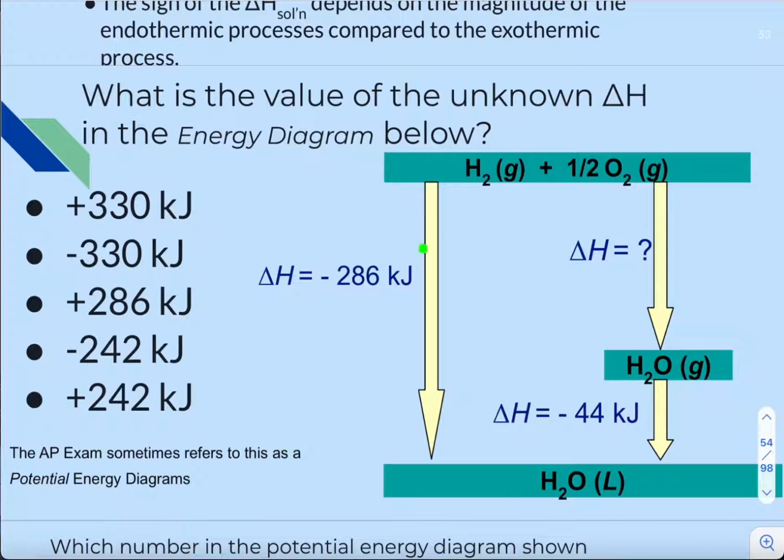The overall delta H is negative 286 kilojoules. Going from H2O gas to H2O liquid, that's going to be 44. So what's this part right here where these elements combine to form the H2O gas? That's all it's asking. All you have to do is take the 286, subtract 44, and you can ignore the signs since they're all negative anyway. That's going to give you your answer here. So it's going to be 242 kilojoules.